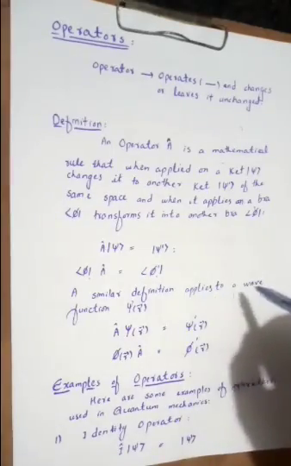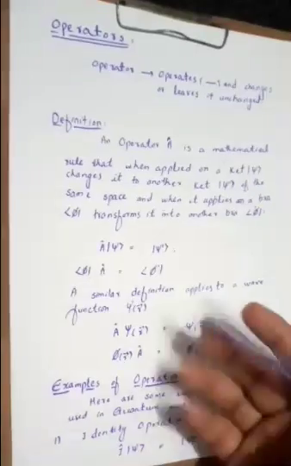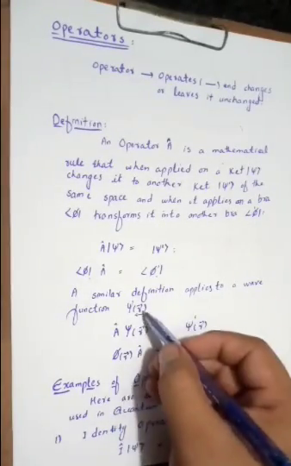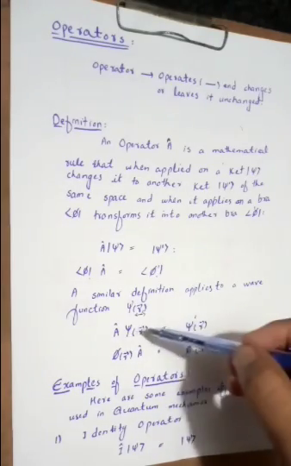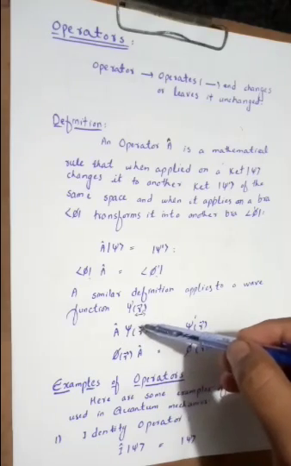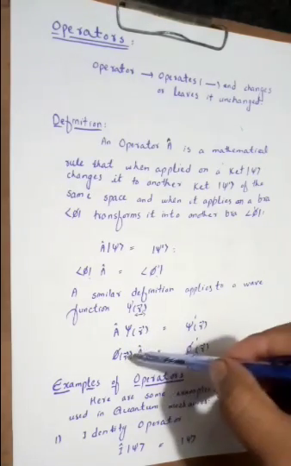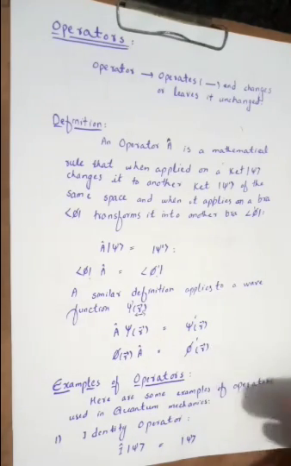A similar definition applies to the wave function psi of vector r, that is the wave function in the position space. Exactly the same case: when the operator operated on psi, it is converted into psi prime, and when on phi, converted into phi prime.